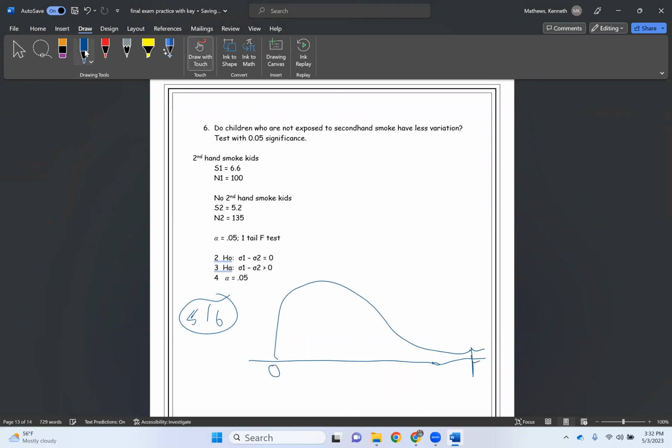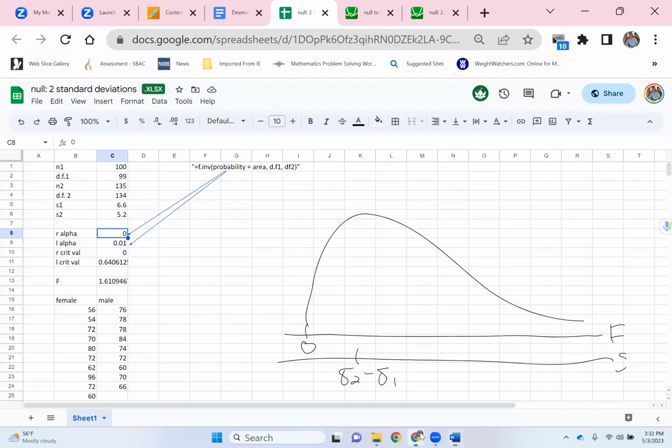We know this is 0. And over here, we have some standard deviations. So at the highest point, it would be sigma 1 minus sigma 2. All right, this is going to be 0.05. This is going to be 0.95. So we need to find our critical value. Let's go back to our Desmos. Okay, so the area to the left of our right partition is going to be 0.95.